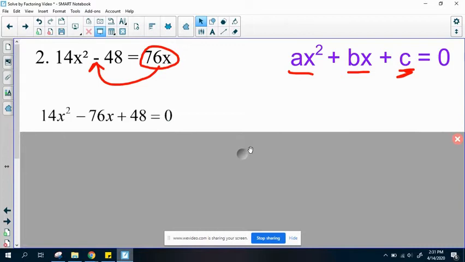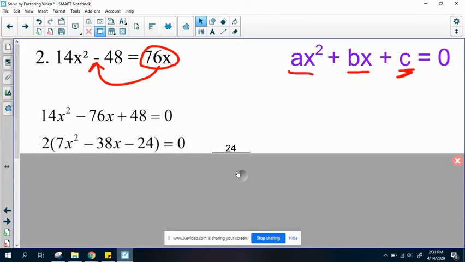So when I do that and squeeze it in, this is what I'm going to factor. Now, those look like very big numbers to me. So step number 2 says, what is their GCF? They're all even, so that should be a hint. Then I could take out a 2. So when I divide everything by 2, 14 divided by 2 is 7, 76 divided by 2 is 38, and 48 divided by 2 is 24. And now that's a lot smaller to factor.